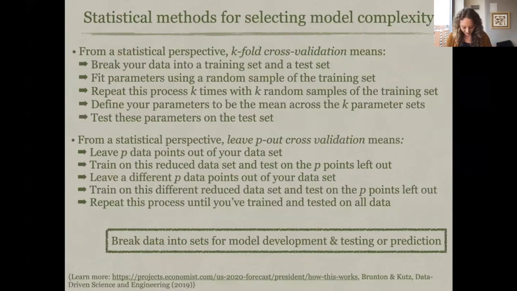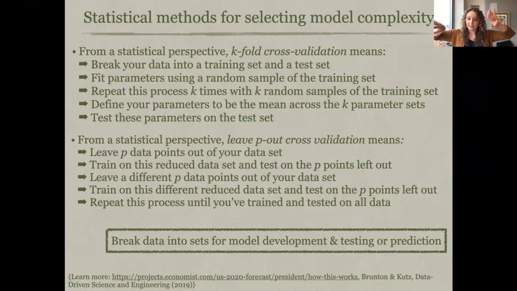And so once you have some model, this is related to one of the questions that was asked earlier: from a statistical perspective, what are some methods for validating the model? Here I'm highlighting 2, and they are related. So if they look similar, it's because they are similar. In k-fold cross-validation, what this means is that you take your data, for example your historical election results, and you break it up into a training set and a test set.